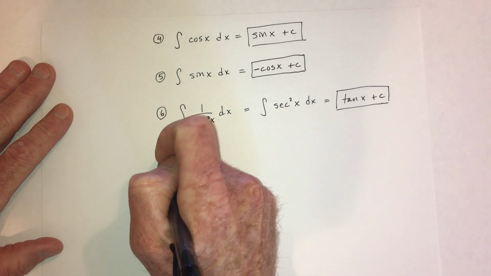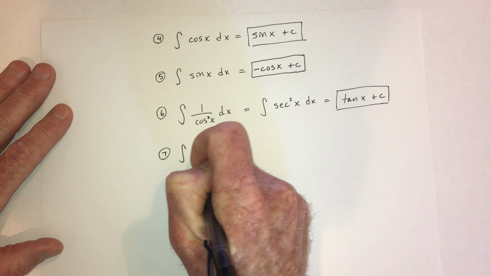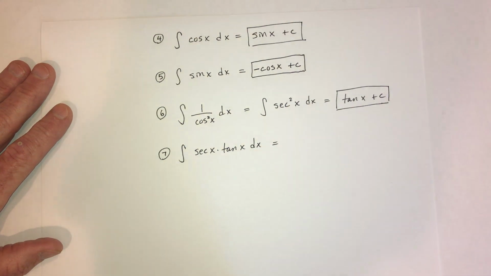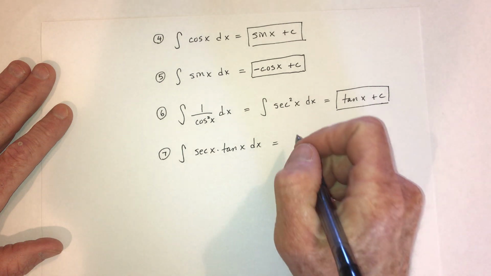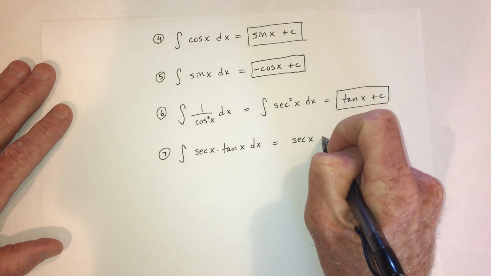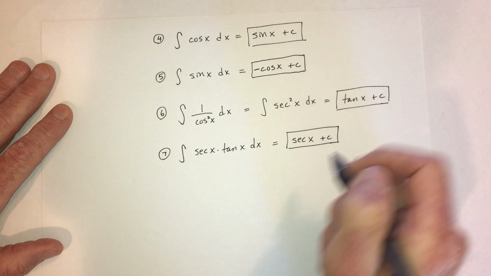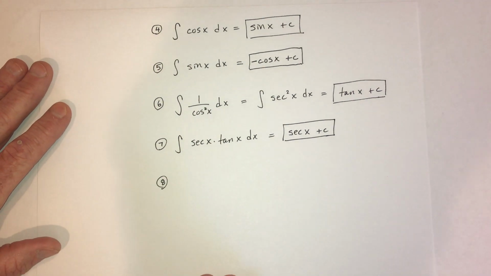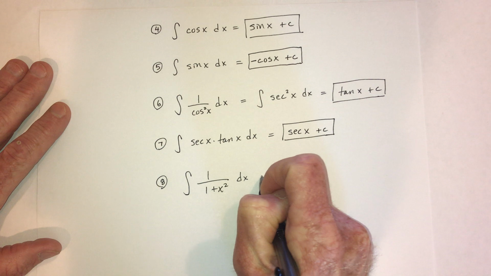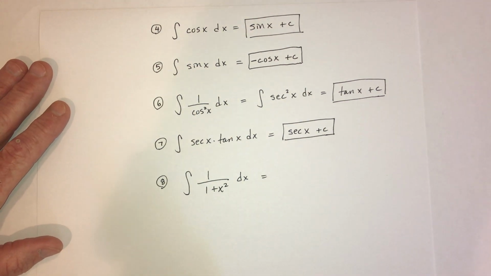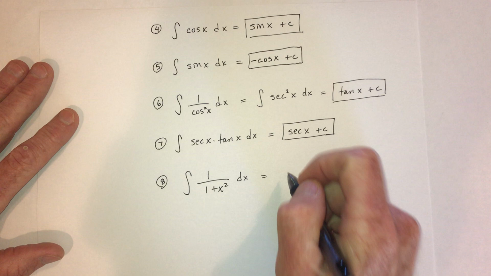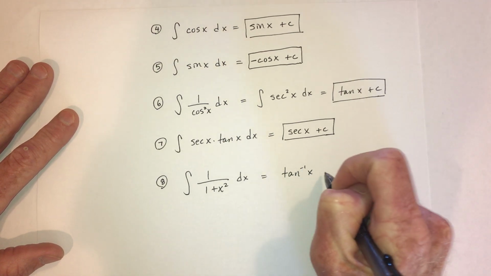Next up, how about number 7? What's the integral of secant of x times tangent of x? So the answer would be secant of x, because the derivative of secant is secant times tangent. Don't forget the plus c. How about for number 8? So do you remember which inverse trig function you take the derivative of and it's 1 over 1 plus x squared? Excelente. Tangent inverse of x.